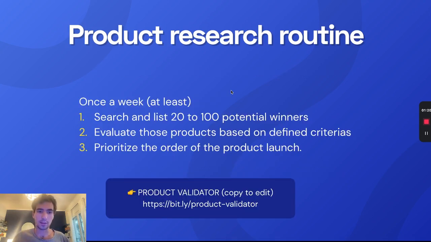So what I'd advise you is, once a week, at the beginning of the week, or maybe the second day of the week after reviewing the previous week's metrics, you are going to search and list 100 or 20 potential winners, evaluate those products and then prioritize. And after that, we'll have a list of products to test for this week.